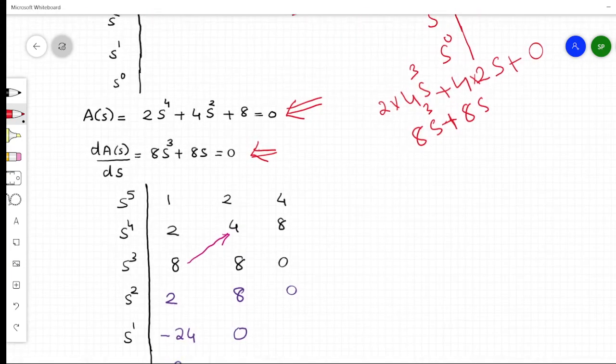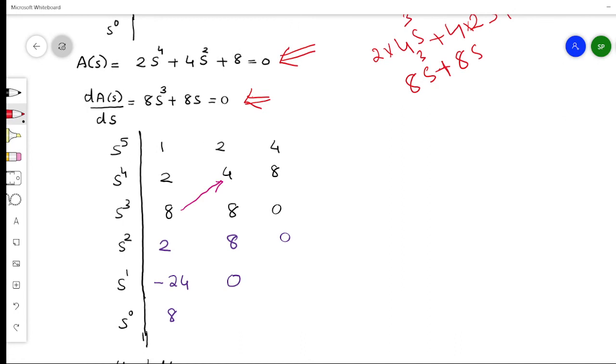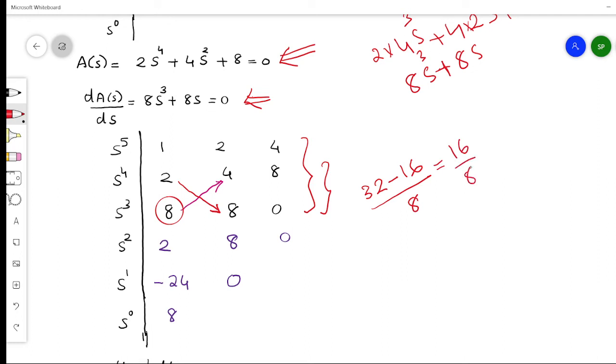The row which was 0 before now has non-zero values, by taking the derivative of the auxiliary equation and substituting its coefficients, 8 and 8. So 8, 8, 0. Now we can proceed for completing the Routh array. How will you proceed? Now we have these three rows. First, we consider these two rows for finding the fourth row. The first element is 8 into 4 minus 2 into 8, that is 32 minus 16, divided by 8. So it is 16 by 8, which is 2.